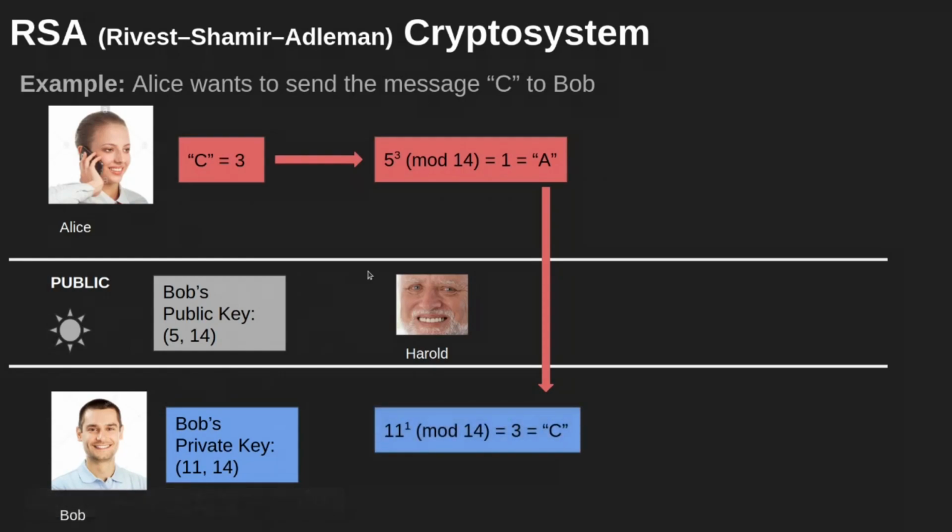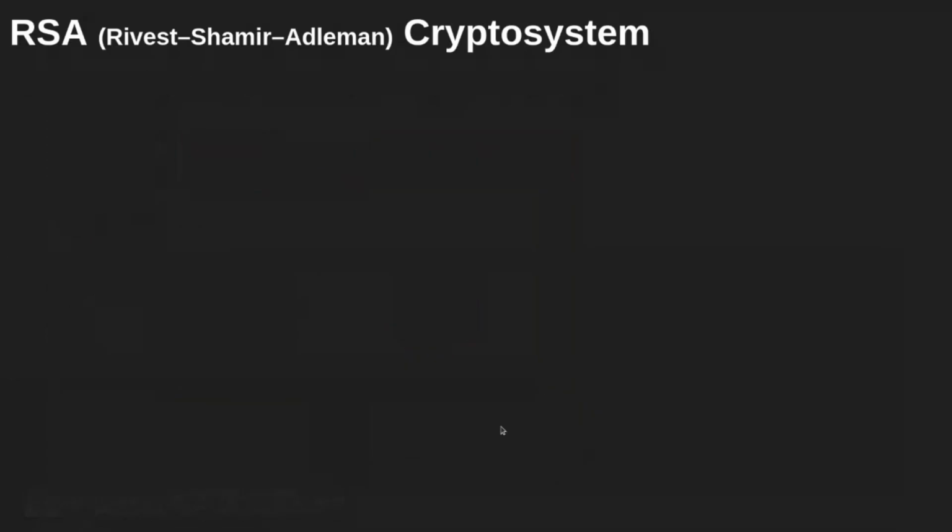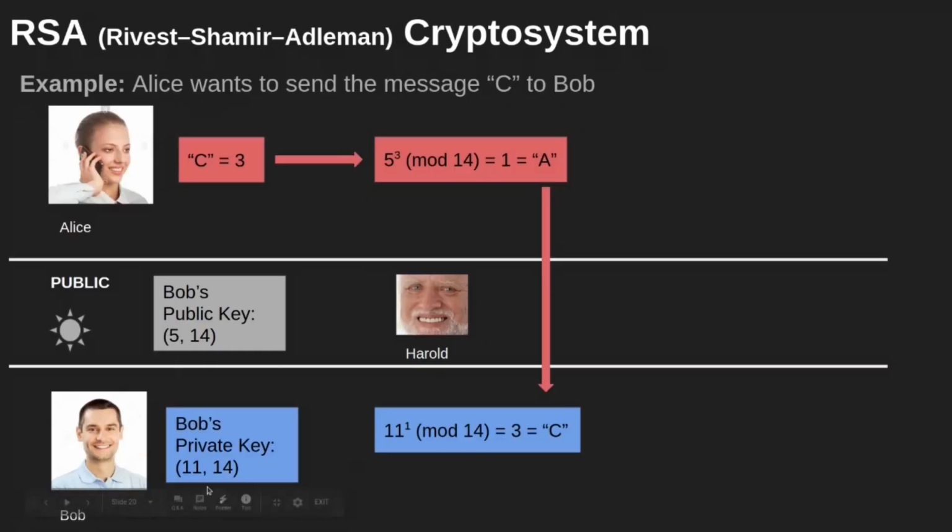Bob then uses his private key to decrypt the message, which he takes the 11 here, takes it to the exponent 1 for the A, and then takes the mod 14, which gives us 3, and that spits out C. To actually generate a key pair, you have to do something very specific that makes it hard to find 11, 14 from 5, 14, for example.